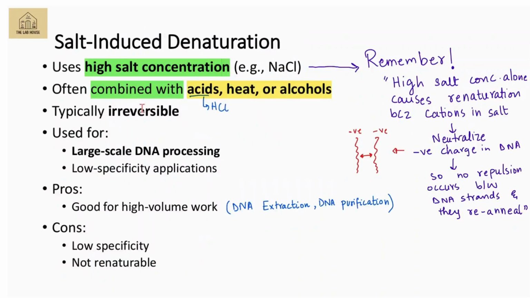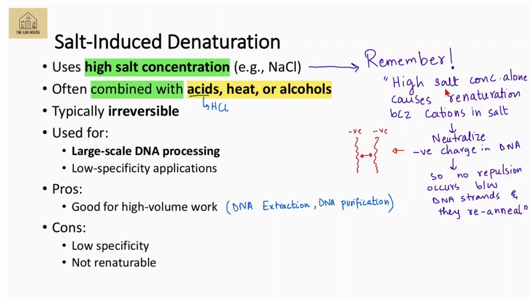The salt induction method uses high salt concentration combined with acids, heat, or alcohol. Remember that only high salt concentration causes renaturation, while high salt concentration combined with acid, heat, or alcohol will cause denaturation. And this kind of denaturation is irreversible. It will permanently disrupt the DNA structure.